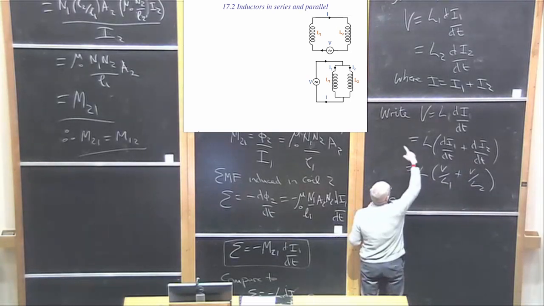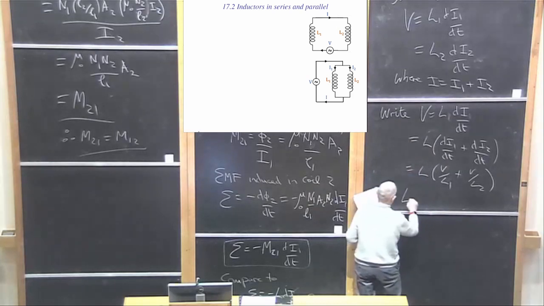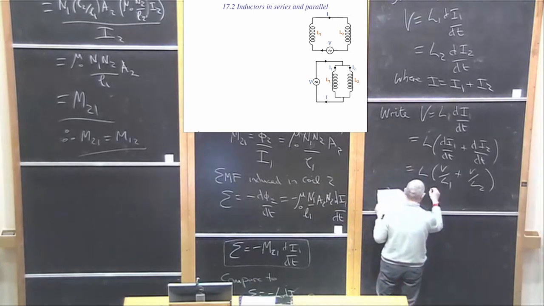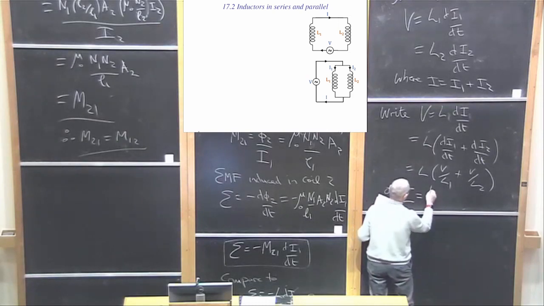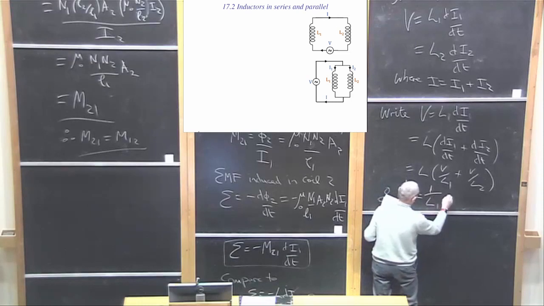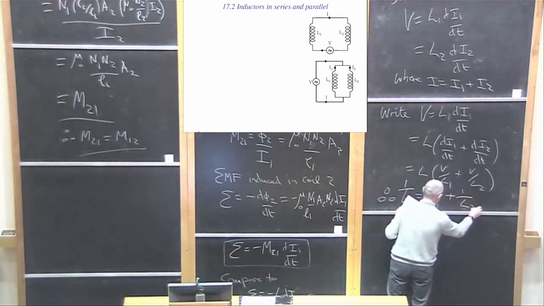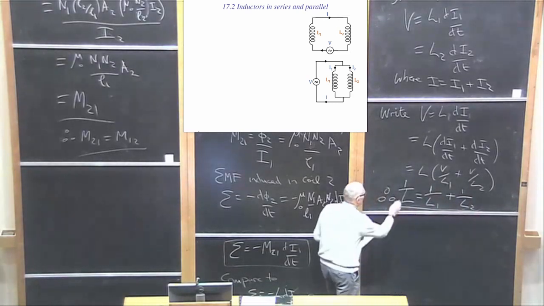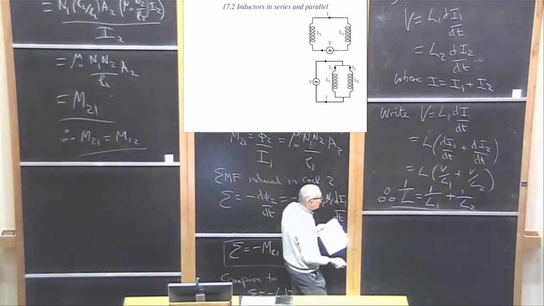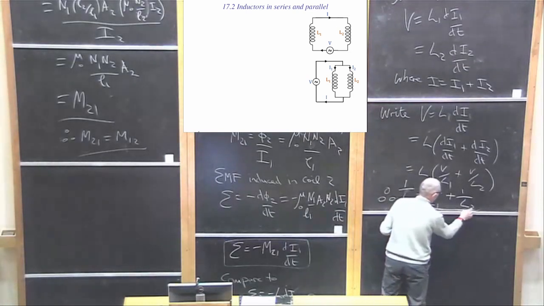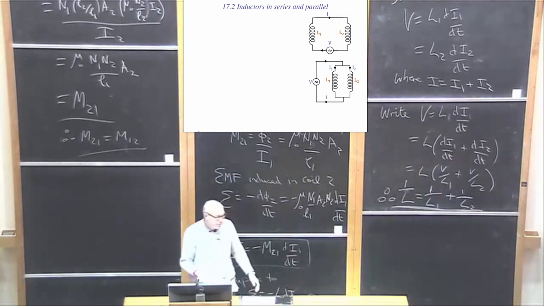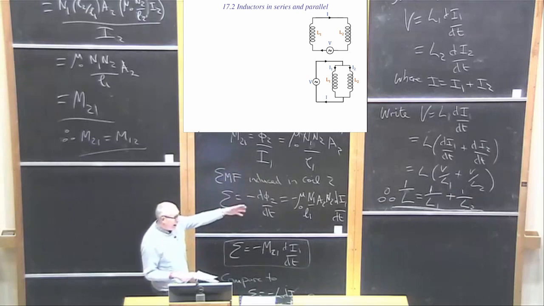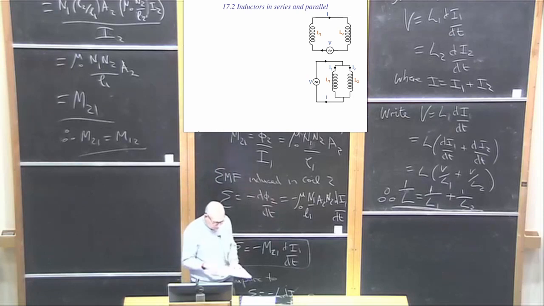taking L to the bottom, 1 over the total inductance is 1 over L1 plus 1 over L2. That's an expression you'll have seen before for the total inductance of a parallel pair of inductors. Then, of course, it's true for any number.